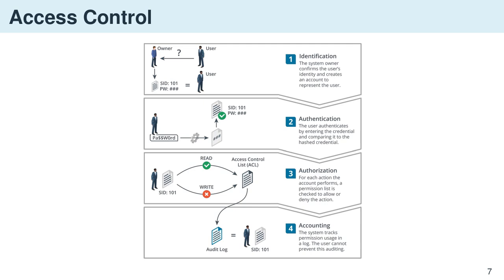Discretionary access control, DAC: the owner of a resource determines who can access it. It's flexible but can be hard to manage securely at scale. Mandatory access control, MAC: access is based on classifications, like top secret or confidential, and is enforced by strict policies. Role-based access control, RBAC: users are assigned roles, and permissions are granted based on those roles.